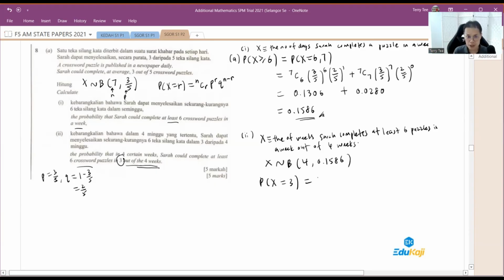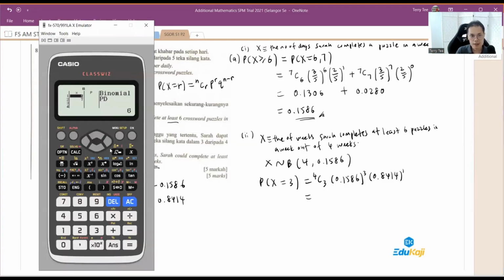No, it's exactly 3. 3 out of 4 weeks. So you will use 4C3, P 0.1586, power 3. Now for Q, remember you have to do 1 minus 0.1586, which is 0.8414. Can't do mentally, use your calculator, 0.8414 power 1. Type in your calculator as usual.